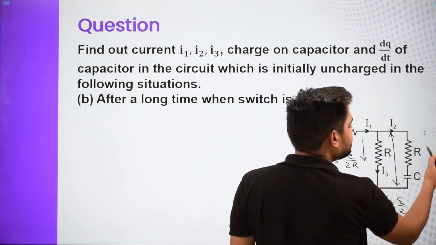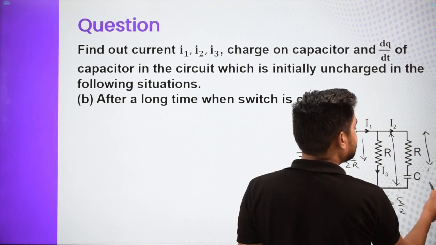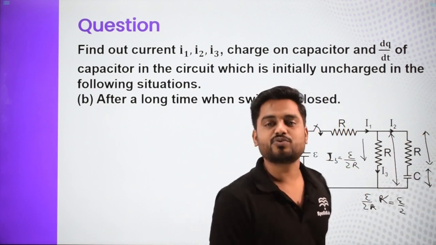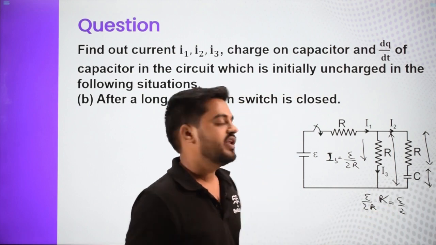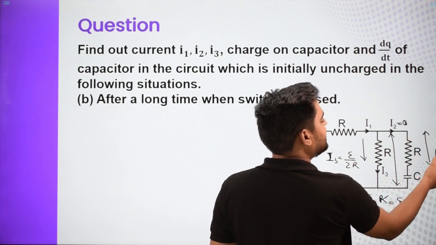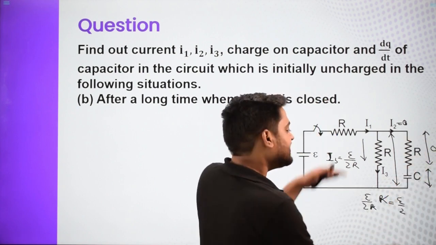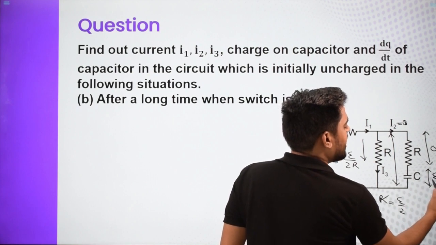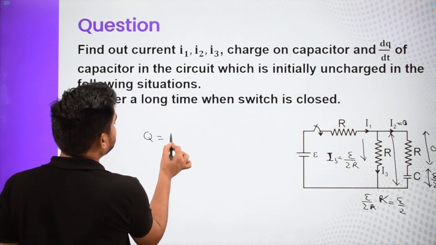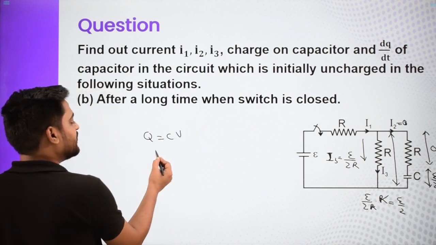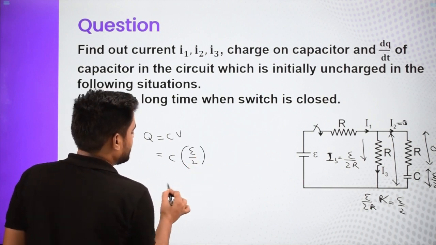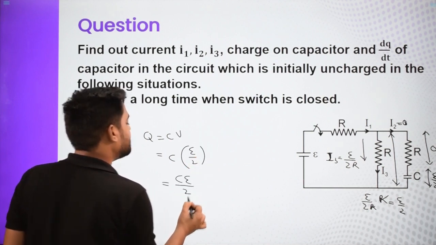If that potential difference is E by 2, then the potential difference across this resistor plus the potential difference across this capacitor must add up to E by 2. Now I2 is 0, so what about I2 into R? The potential difference across that is 0. So the entire E by 2 potential difference is across the capacitor. For the capacitor, Q is equal to CV. The capacitance is C and the potential difference is E by 2. So the final charge on the capacitor is CE by 2.